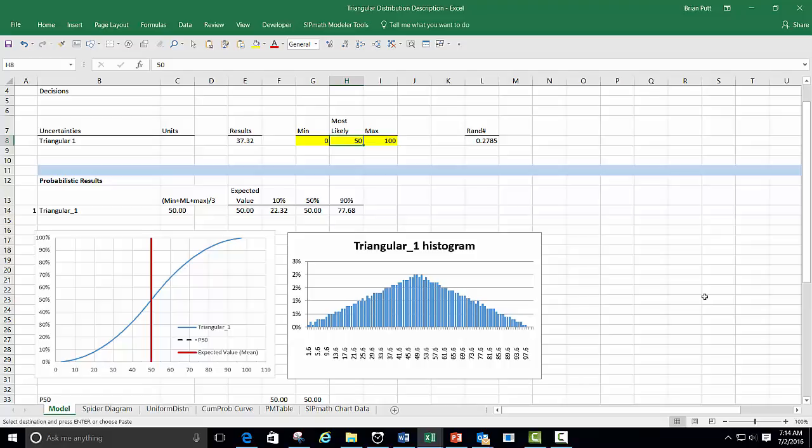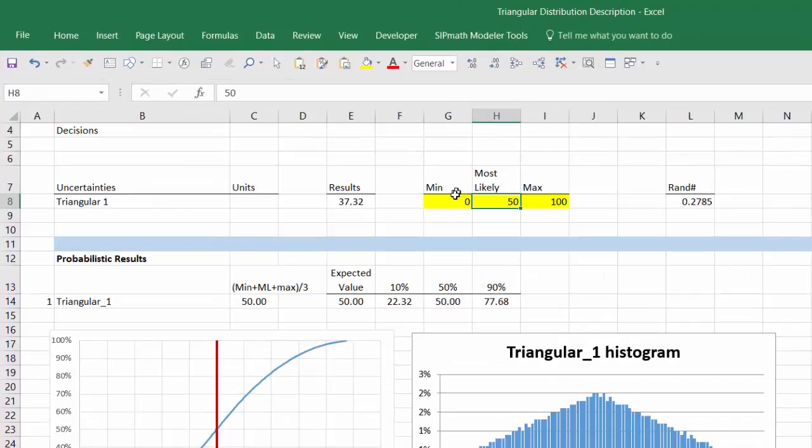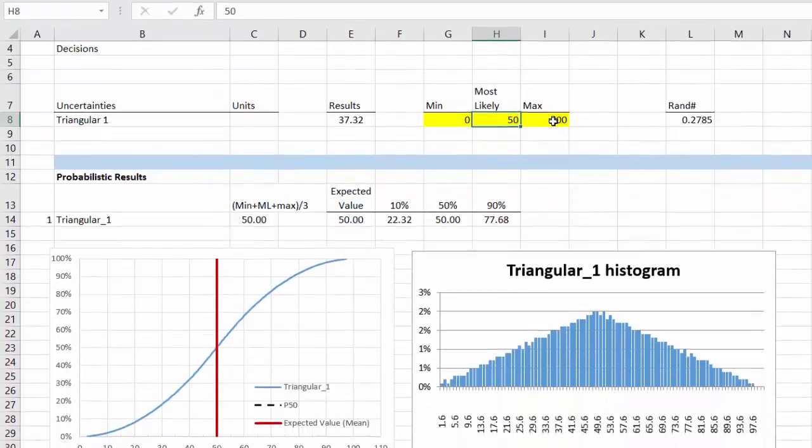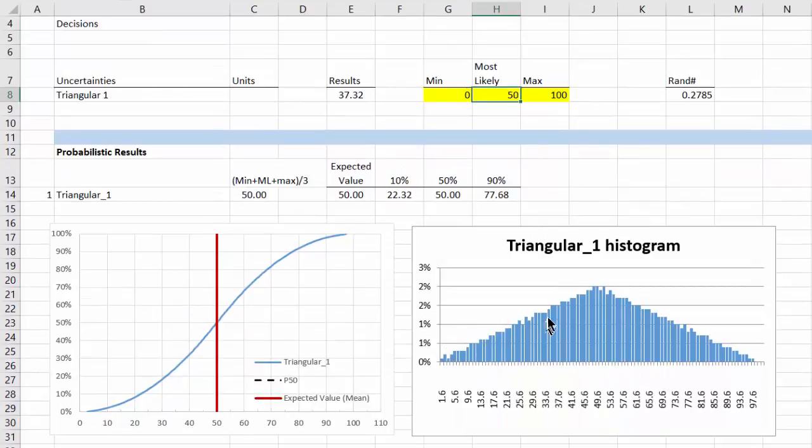Here is a simple triangular distribution using SIPmath. We've defined our triangular distribution as having a minimum of 0, most likely of 50, and a maximum of 100. You'll notice that it's perfectly symmetrical. We can see the distribution as a histogram here, and we can see the cumulative distribution function shown over here. This chart also shows the P50 and the expected value. We don't see the P50 because it's equal to the expected value. When this is symmetrical, they're one and the same.